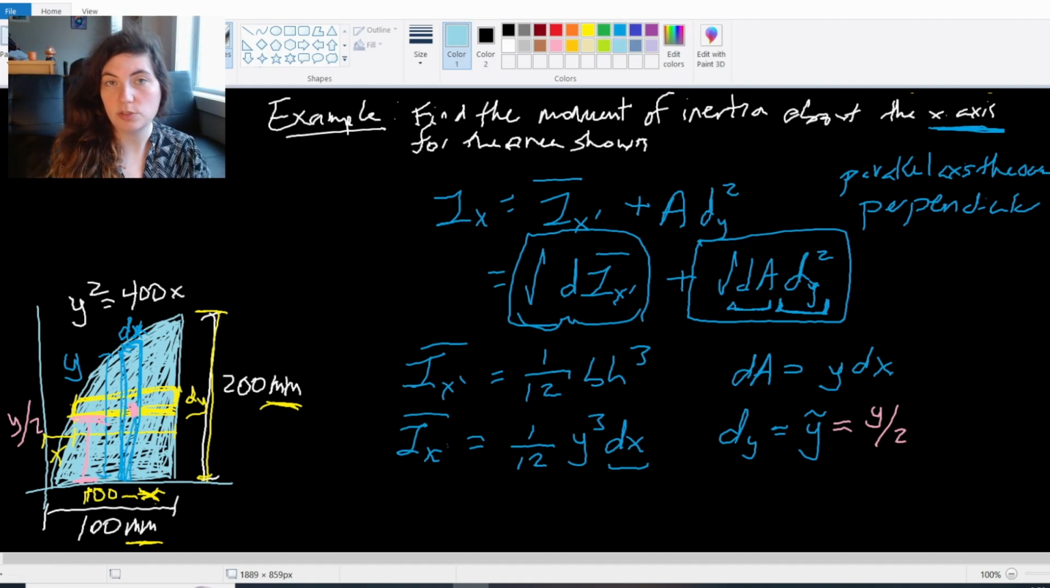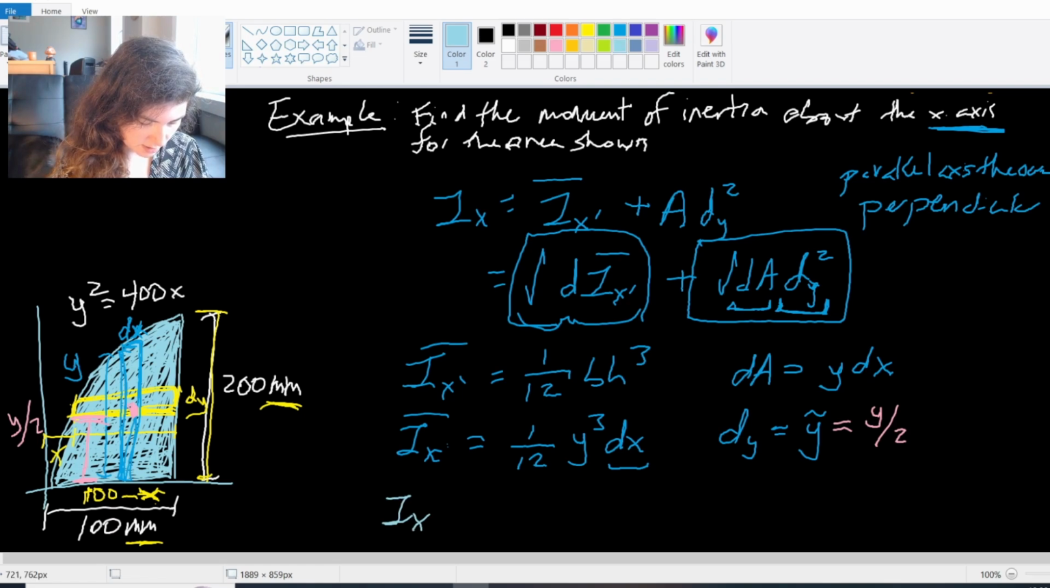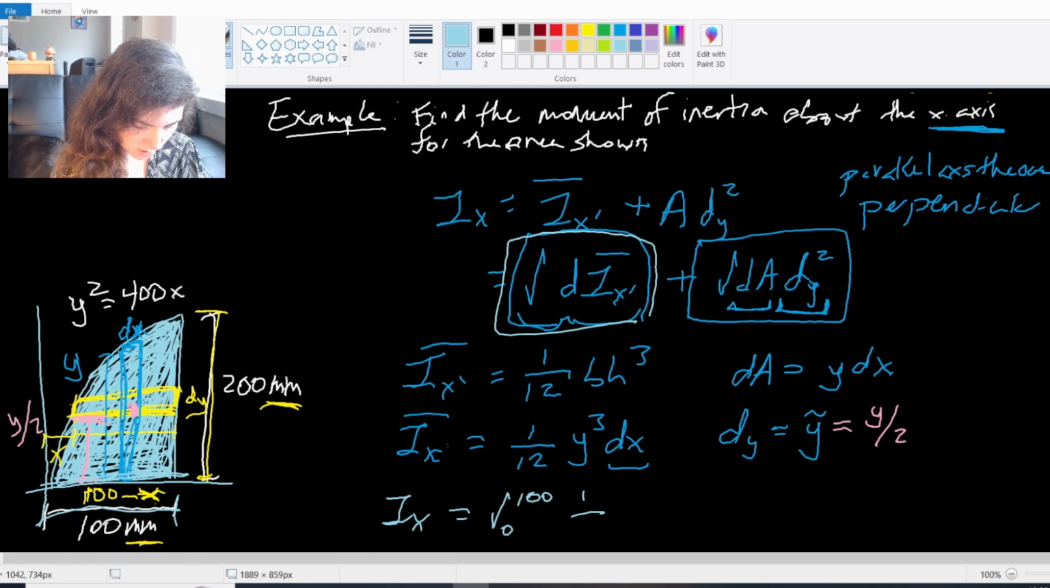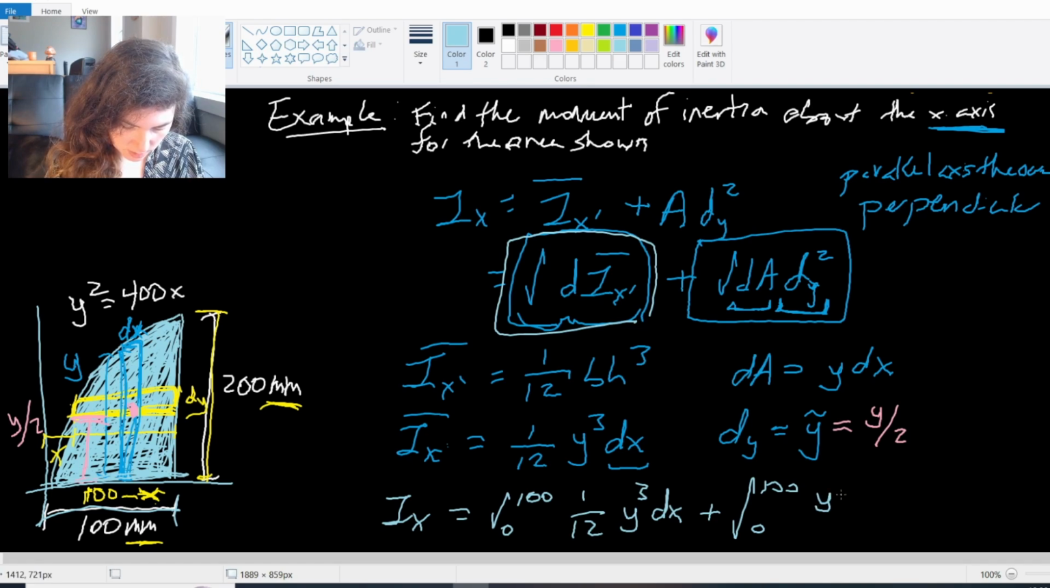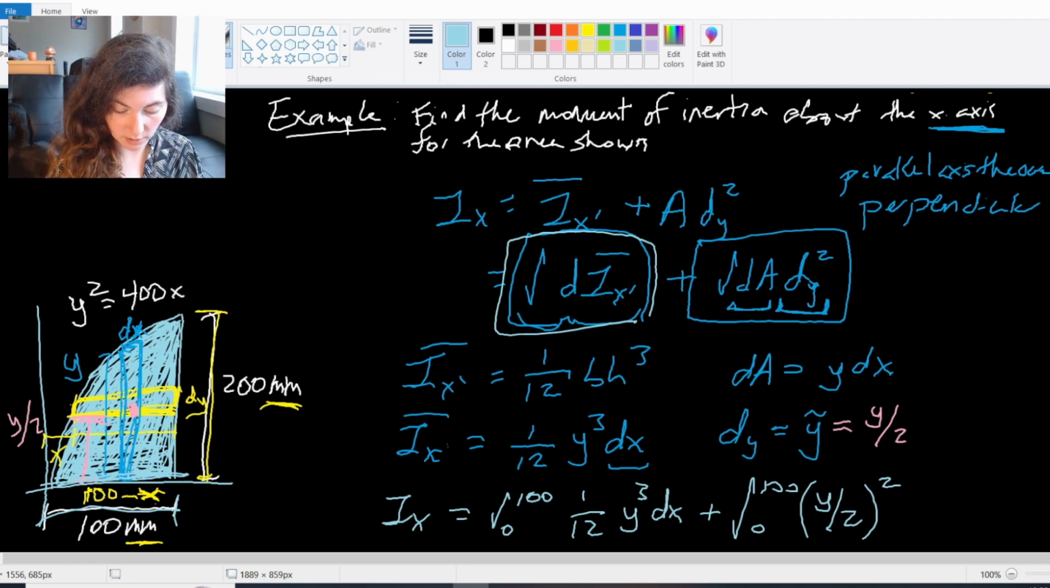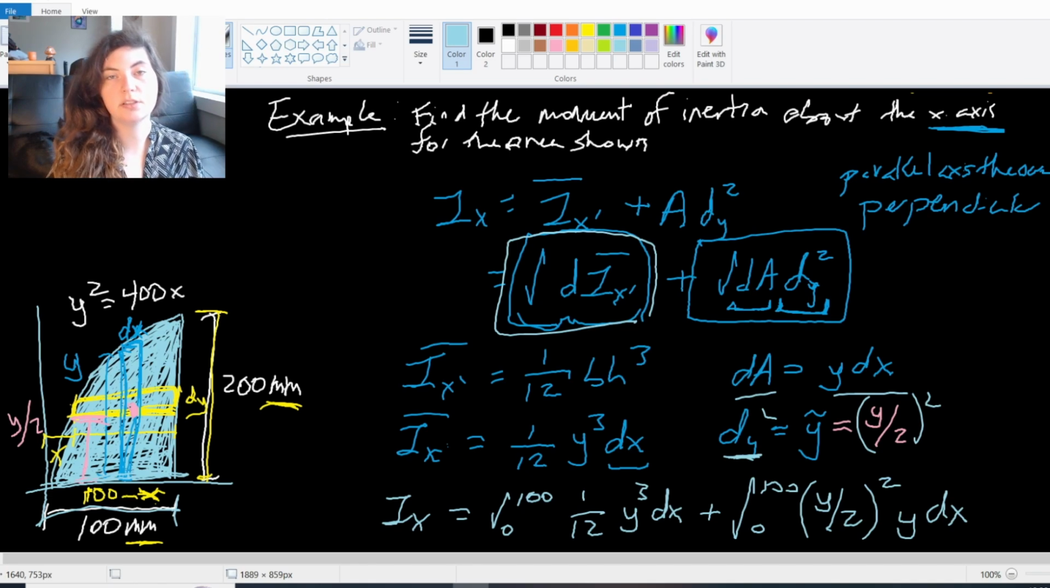And now all I need to do is make those substitutions into this equation. So my moment of inertia about the x-axis is going to be this term I had here, which was the integral. Since I'm taking it this way, it's from 0 to 100, of 1/12 y cubed dx, plus, same integral since we're doing dx, 0 to 100. We could make it all one integral if we want, of our d sub y squared times dA. So y over 2 squared, right? That's our d sub y term, and we need to square it, times our dA, y dx. So this is my full integral now.